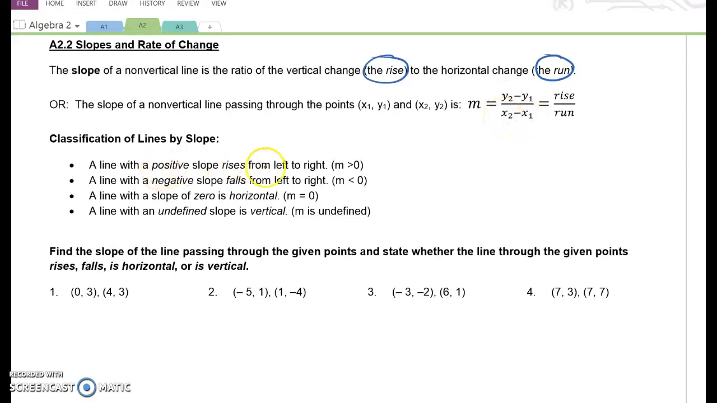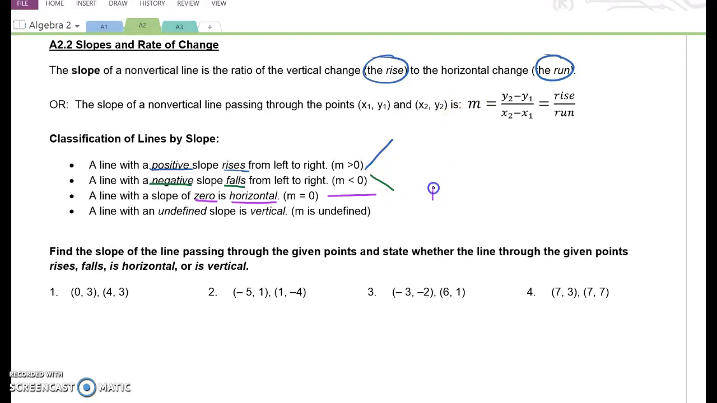A line with positive slope rises from left to right. A line with negative slope falls from left to right. A line with a slope of 0 is horizontal.